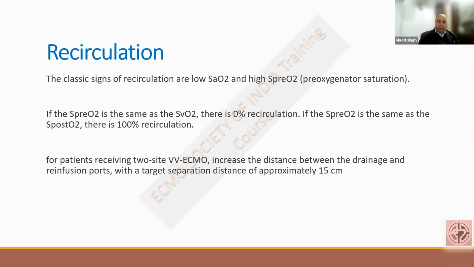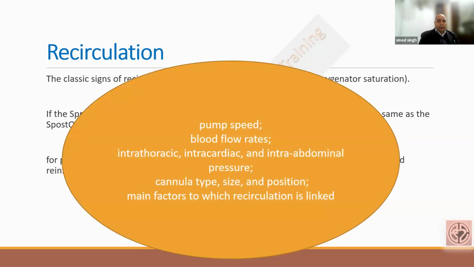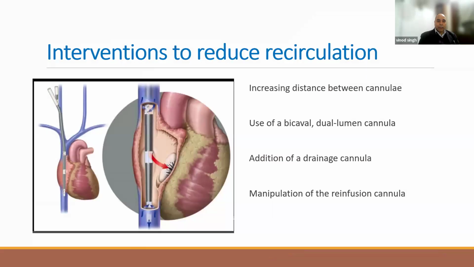So the cannula distance should be maintained around 9 to 15 centimeters to avoid recirculation. And many factors like pump speed, blood flow, intrathoracic and intracardiac pressure, and as I told you, intra-abdominal pressure, cannula type, size, and position can affect the recirculation. It is not only the distance of the two cannulas.